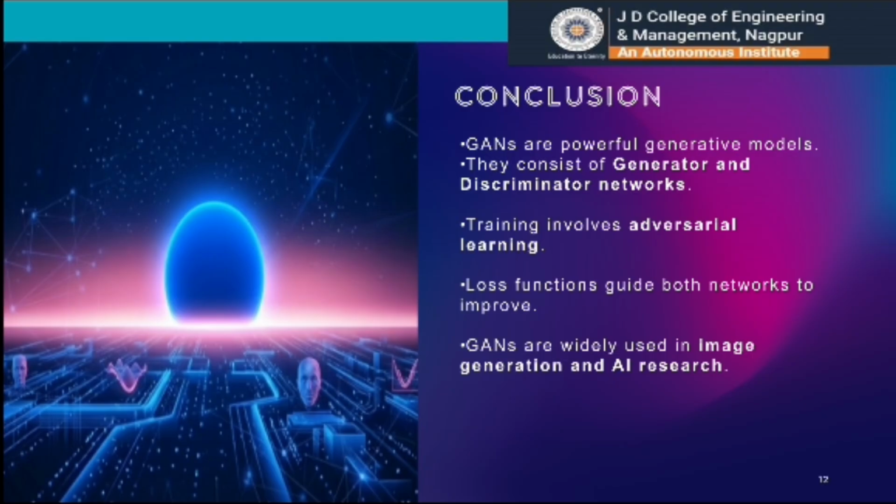So in conclusion, generative adversarial networks are powerful generative models used in deep learning. They consist of two neural networks, the generator and the discriminator, which compete with each other during training. The adversarial training process allows GANs to generate highly realistic data. Loss functions play a crucial role in guiding both networks to improve their performance. Because of their powerful capabilities, GANs are widely used in artificial intelligence applications such as image generation and data synthesis.